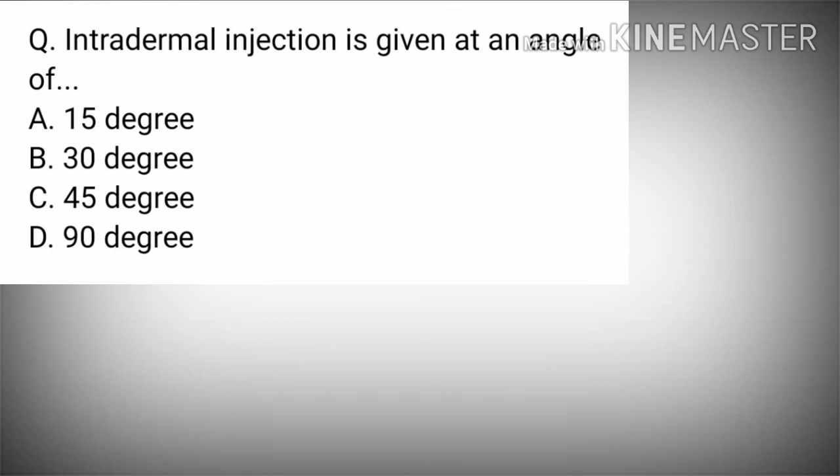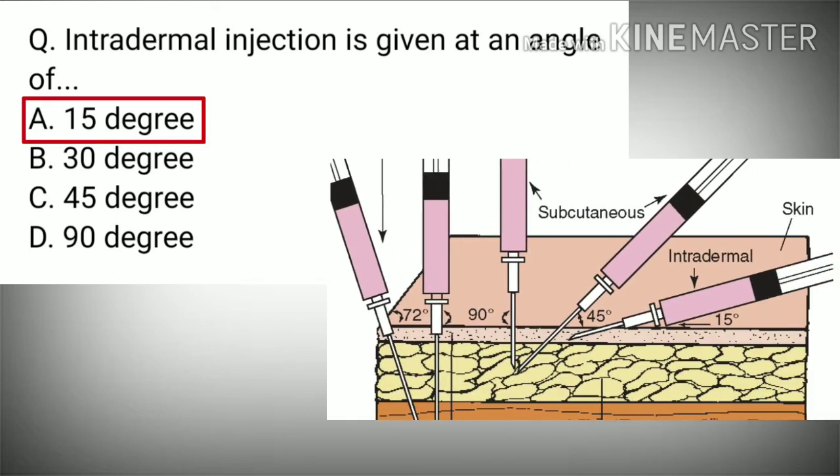Intradermal injection is given at an angle of: A. 15 degree, B. 30 degree, C. 45 degree, D. 90 degree. And the correct answer is A. 15 degree. Intradermal at 15 degree, subcutaneous at 30 to 45 degree, intramuscular at 90 degree.